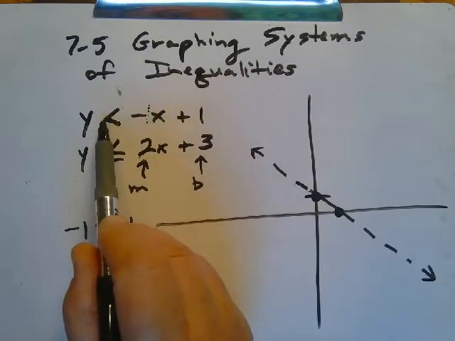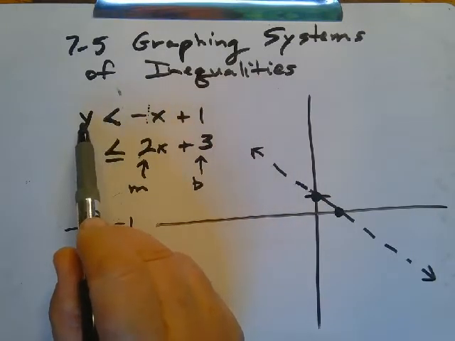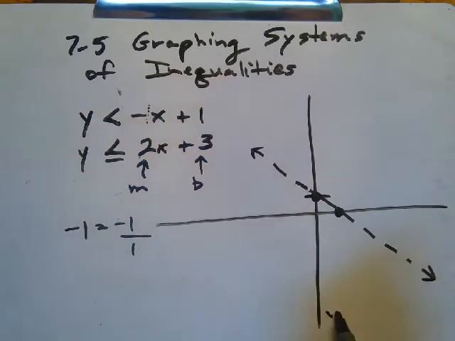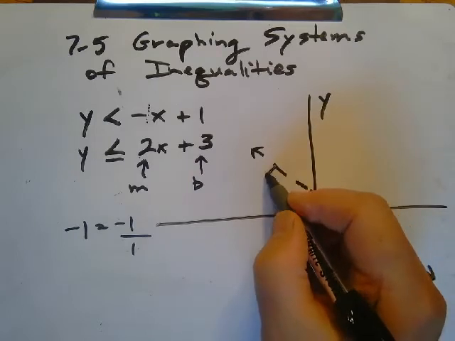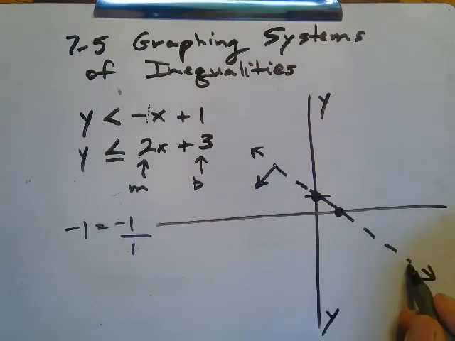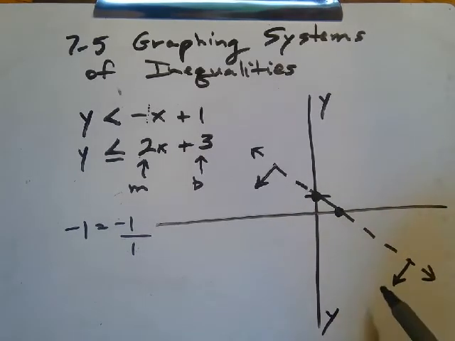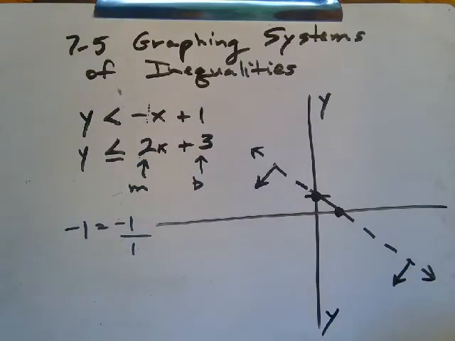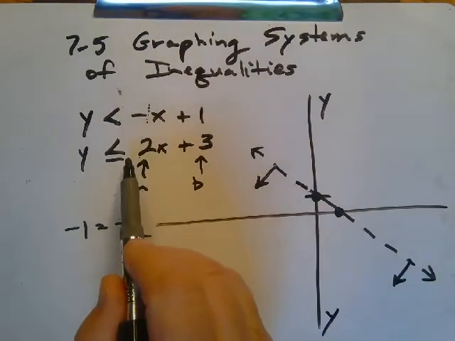Now this less than symbol means I want all the y values less than the line. Where are all the y values less than the line? They're down here, below. I'm going to indicate it not by shading, but by putting a couple of helping arrows here. We'll come back and shade in a minute, but we know that all the items less than the line are going to be below that line.